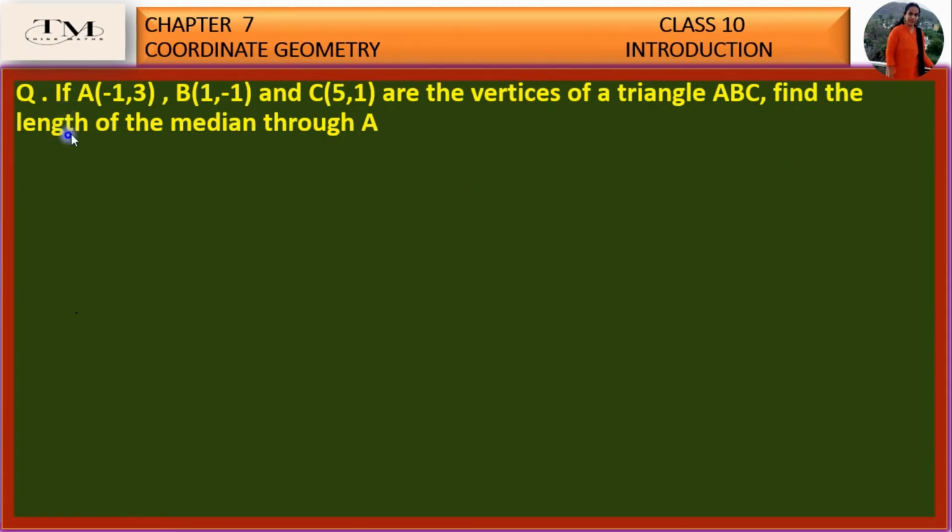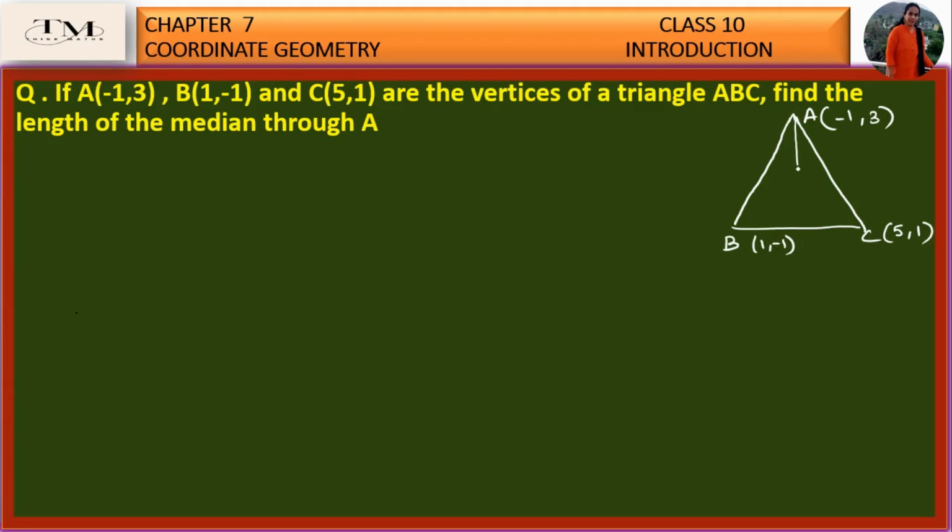So in this example, if A of minus 1 comma 3, B of 1 comma minus 1 and C of 5 comma 1 are the vertices of a triangle ABC, find the length of the median through A. So first let us construct the triangle ABC. So this is the triangle ABC. So A is the point minus 1 comma 3. B is 1 comma minus 1 and C is 5 comma 1. So find the length of the median through A.